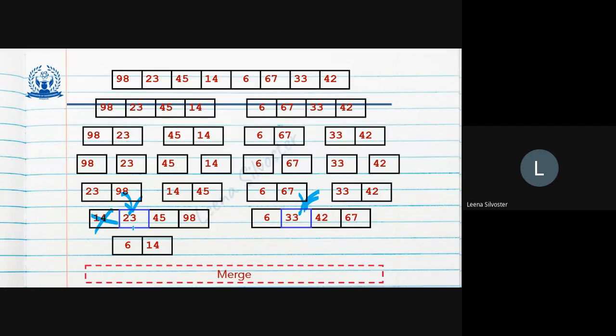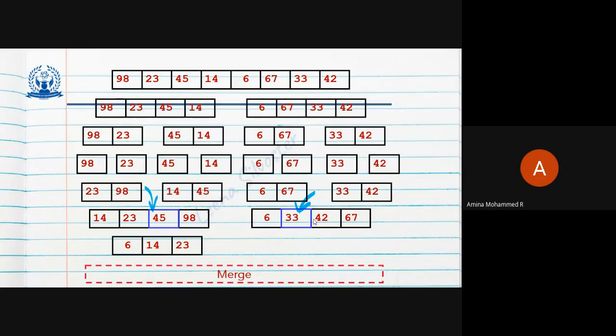So we will compare 33 and 23. Which is smallest? 23. What is the next step? The pointer will be moved to 45. 23 is moved. Now the pointer is at which location? 45 and 33. What is the next step? Compare 33 and 45. Which is smaller? 33 is smaller. What we have to do?